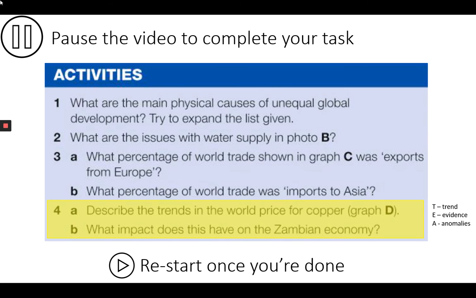Activity 4B requires you to apply your knowledge and understanding of what the graph means for the Zambian economy. For both questions, you'll need to look at page 203 of the textbook or go back in the video. Pause the video and complete the tasks. And when you're ready, press play.